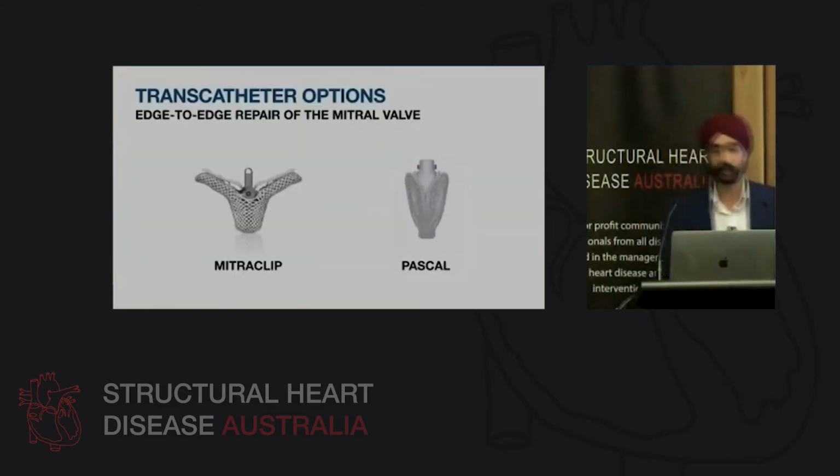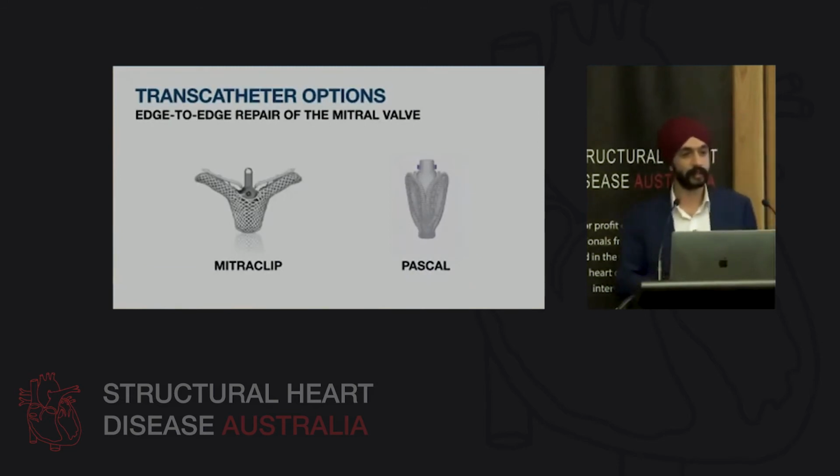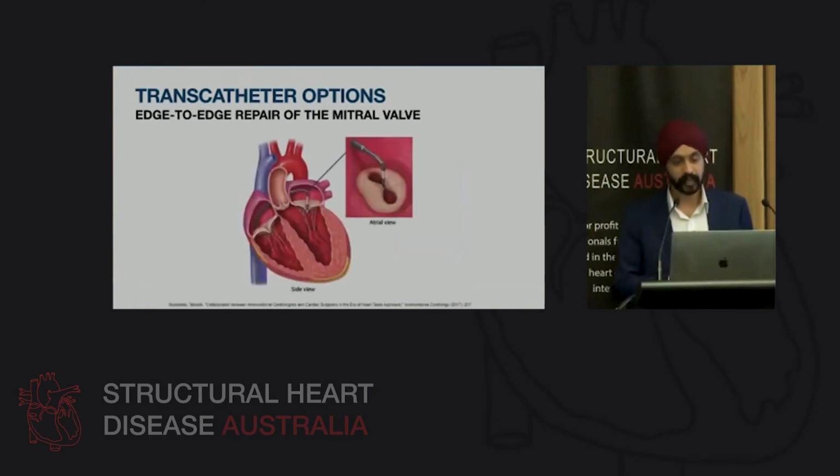In terms of the options available to us for transcatheter edge-to-edge repair, we've got both the mitral clip and the Pascal device available to us here in Australia. And really, it's quite simple. It's the Alfieri stitch, but in a transcatheter version. You bring the anterior leaflet and the posterior leaflet together with a clip, and if you place one clip, you get what you see here, which is a double orifice valve. Basically, it's just bringing the two edges of the leaflets together.